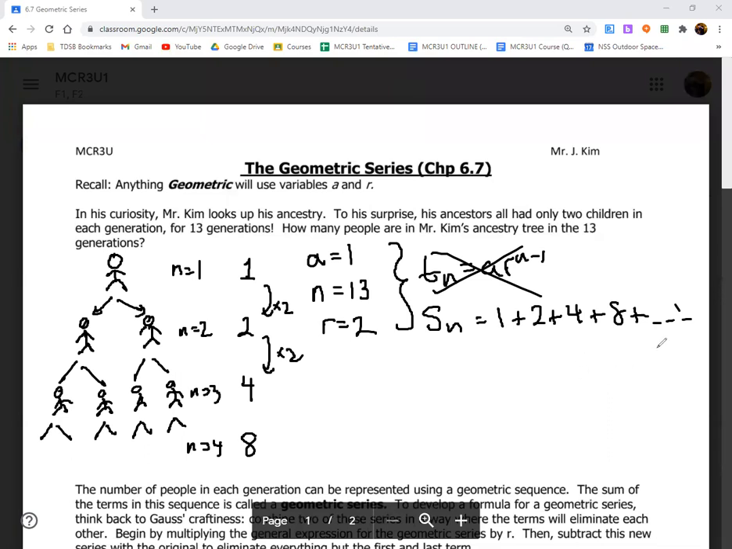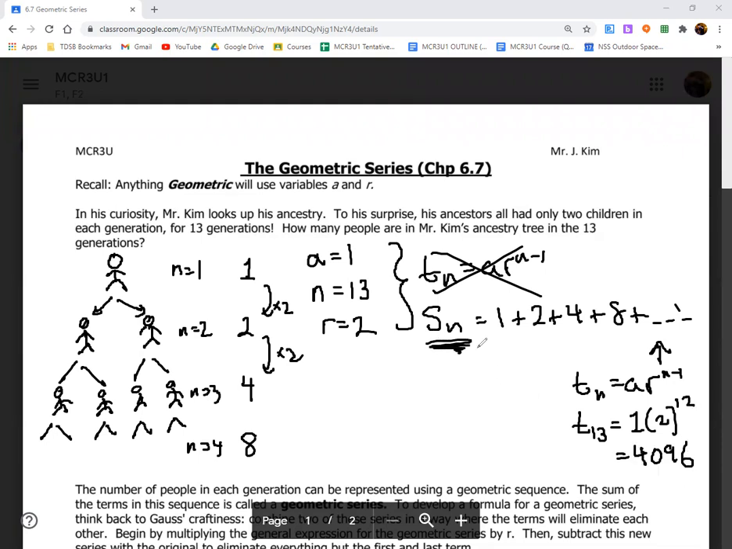Knowing that Tn equals a r to the n minus 1, if I have 13 generations, that is going to be 1 times 2 to the power of 12, which happens to be 4,096.